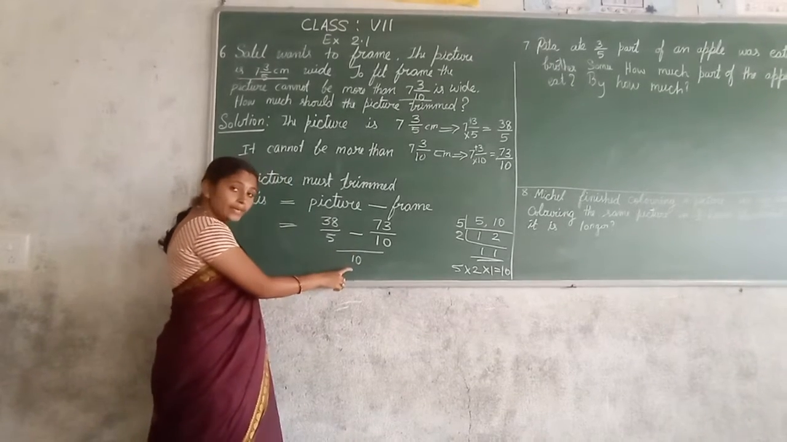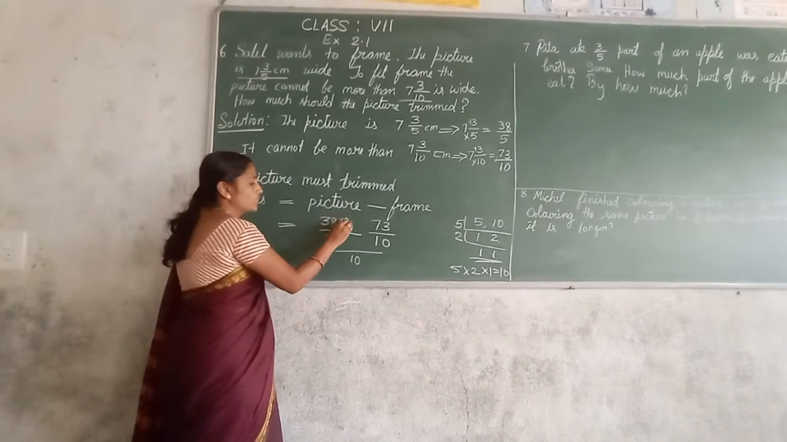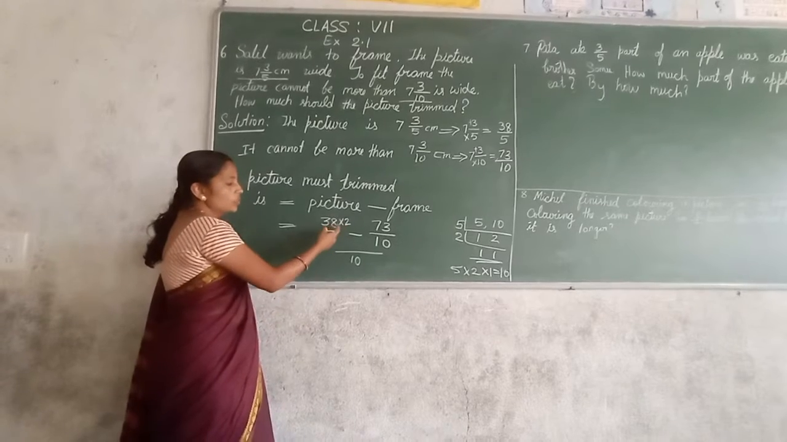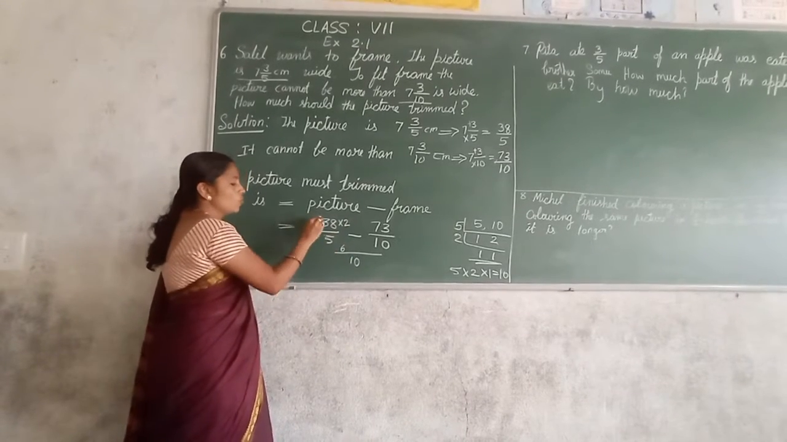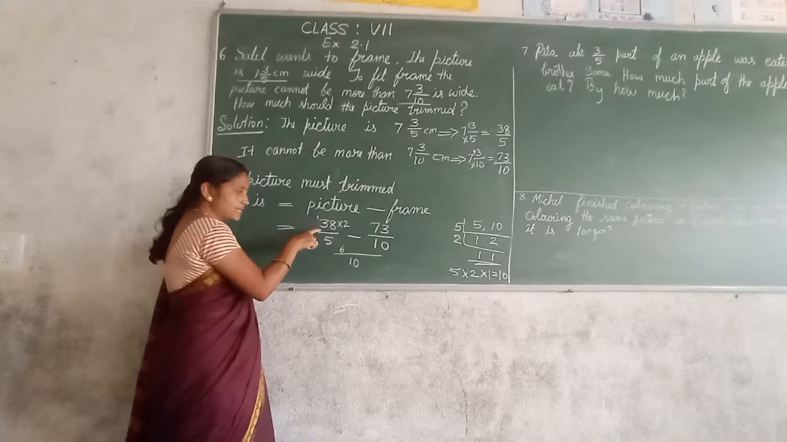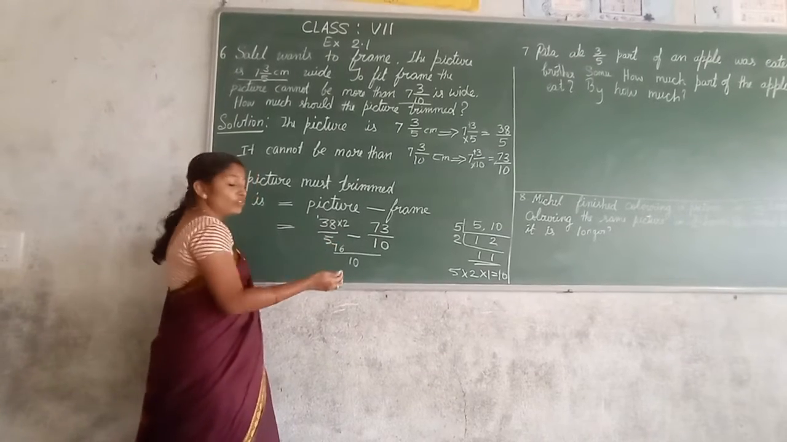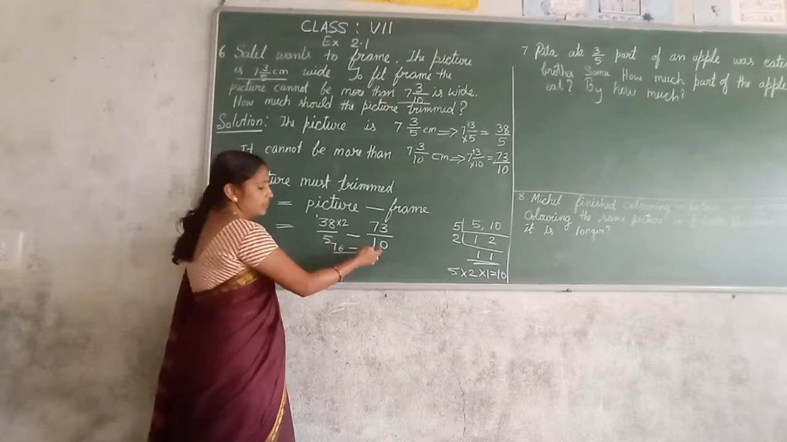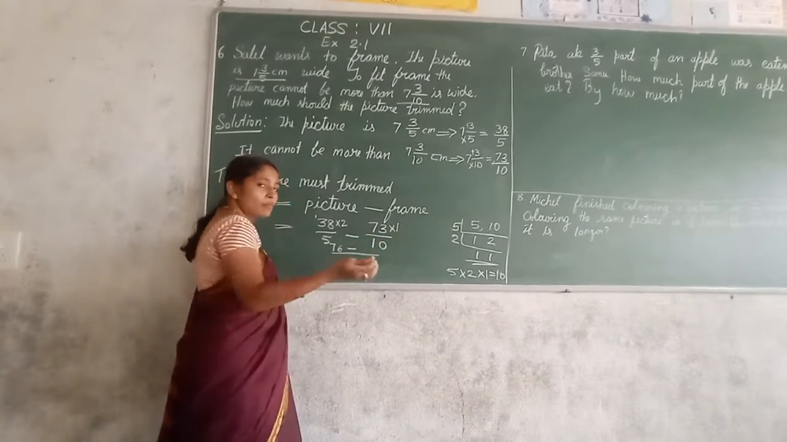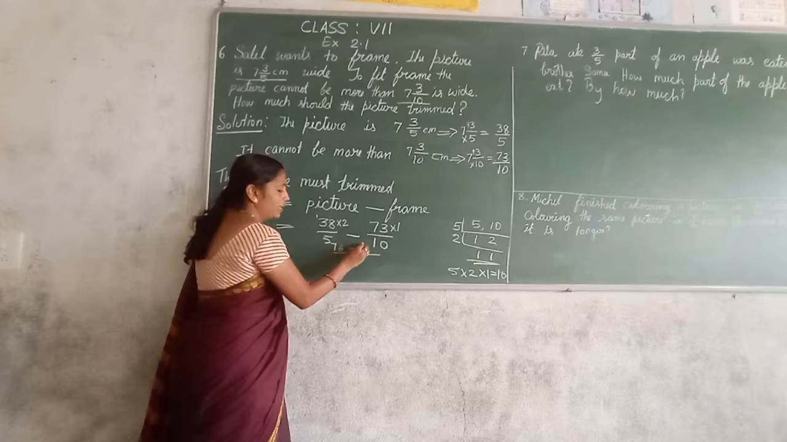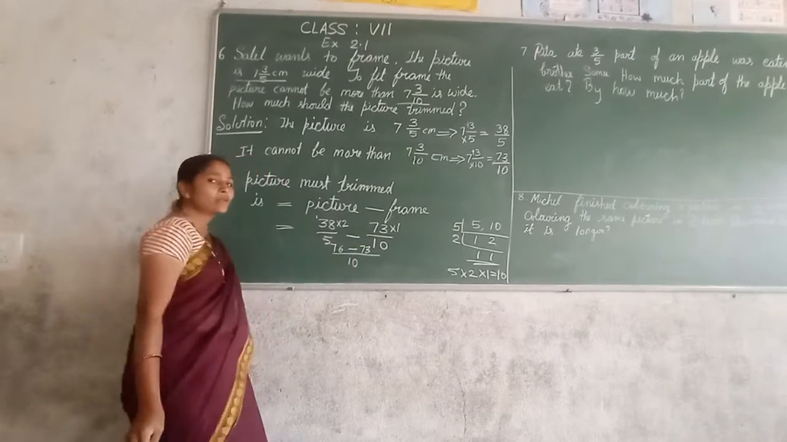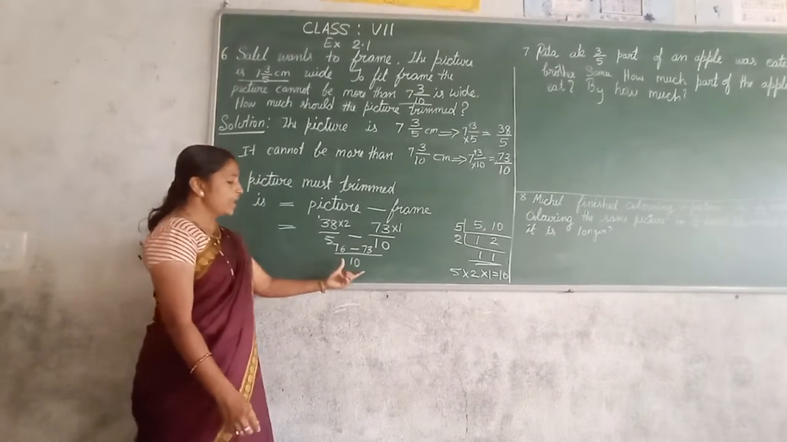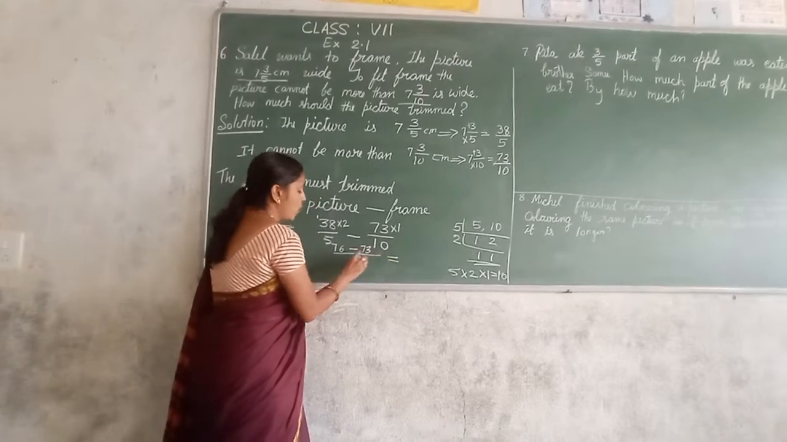5 how much? 10. 5 2s are 10, so 2 has to be multiplied with the numerator: 2 8s are 16, 1 is left out, 2 3s are 6 plus 1, 7. If you cannot do it directly, you have to follow this method. 10 1s are 10, so if any number is multiplied with 1, you get the same number. That is the multiplicative identity. Now we have got the same.